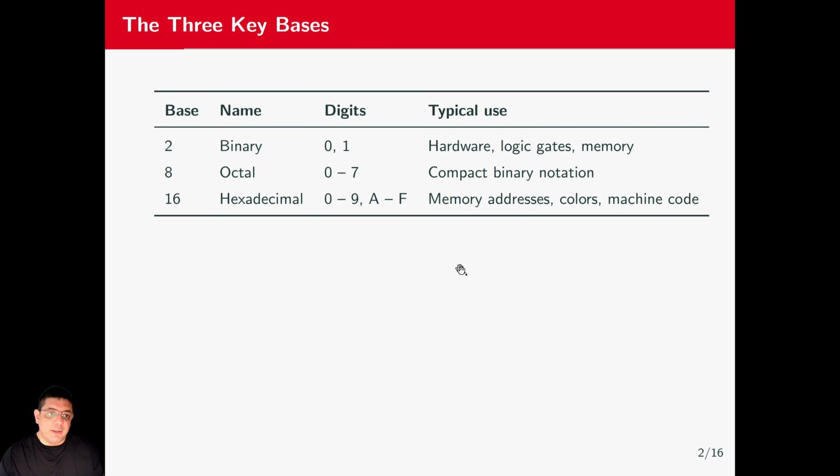Now, some of the tricky bases that you're going to be using when you're working on your IT major are going to be the binary, the octal, and the hexadecimal bases. The binary uses 0 and 1, and is used by hardware, logic gates, memory. The octal goes from 0 to 7, and it's a compact binary notation that is used in some cases. Hexadecimal is used in memory, for colors and machine code, and it goes from 0 to 9, and of course the letters A to F.